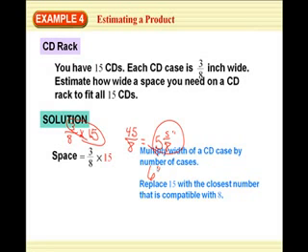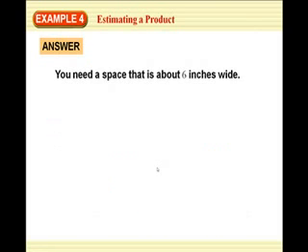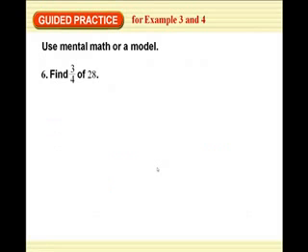Same way. Oh, there's their compatible. Replace it with a compatible number. Okay, use mental math or a model. So here's what they're having you do on these. Check this out. The numbers are big. Okay, "of" means to multiply.